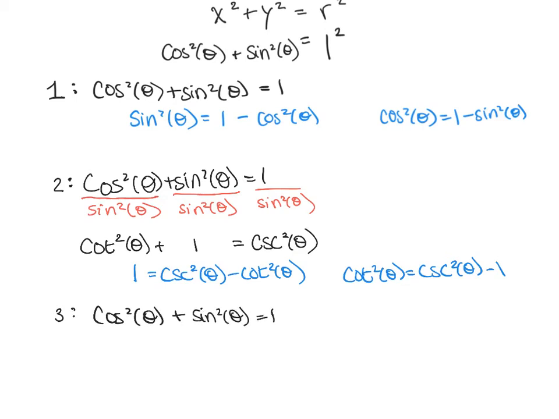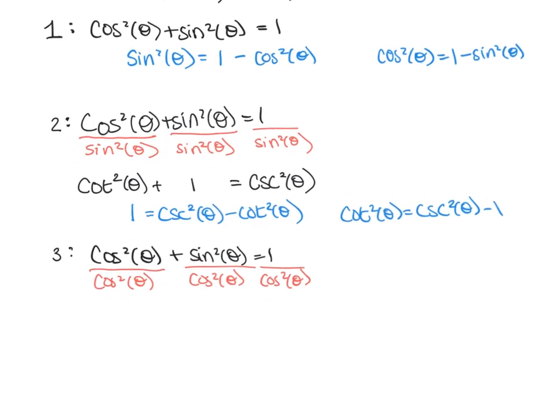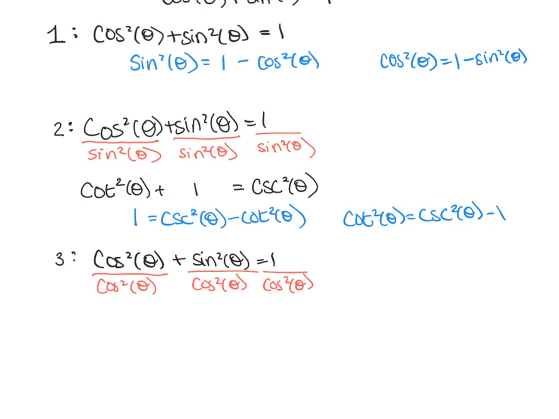plus sine squared theta is equal to 1. And this time, instead of dividing everything by sine squared, what if I just divided everything by cosine squared? So if I divide everything by cosine squared, well then, cosine squared divided by cosine squared, anything divided by itself is just 1. Sine squared theta over cosine squared theta is going to give us tangent squared theta. And 1 over cosine squared theta is going to be secant squared theta.